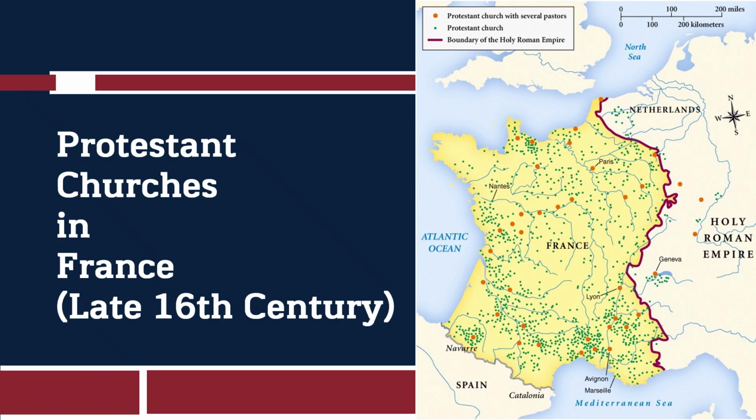This Reformation is not just going to be within the Holy Roman Empire, it is going to spread into France as well. As you can see on this map of France, Protestant churches are the green dots, mostly located along the southern regions of France, and the yellow dots are going to be Protestant churches that are large and have several pastors within them.